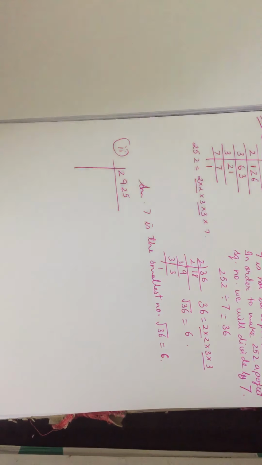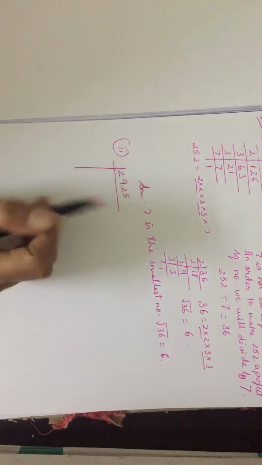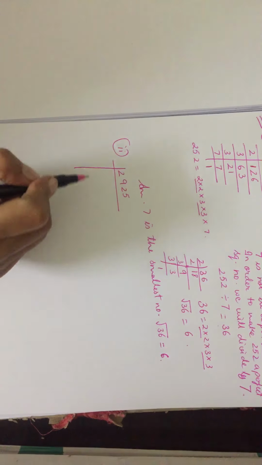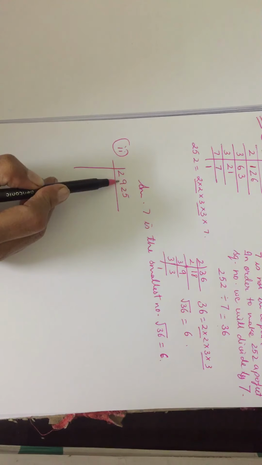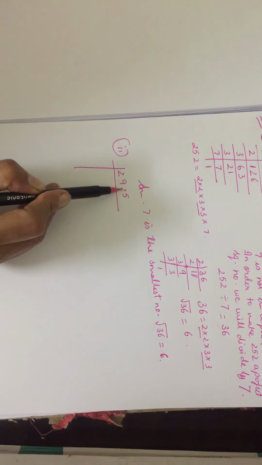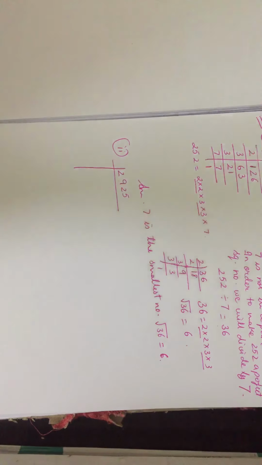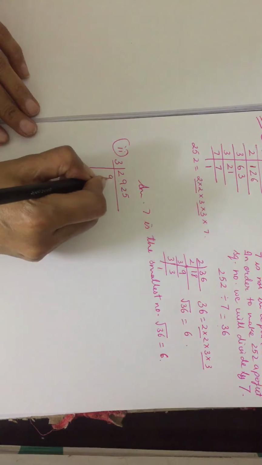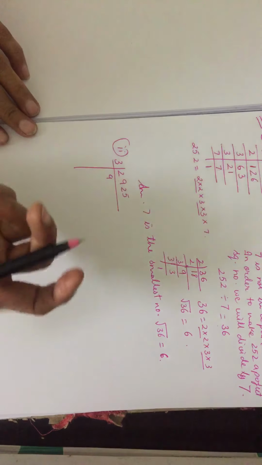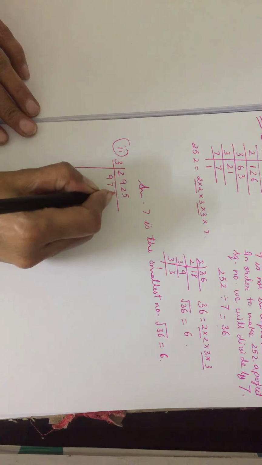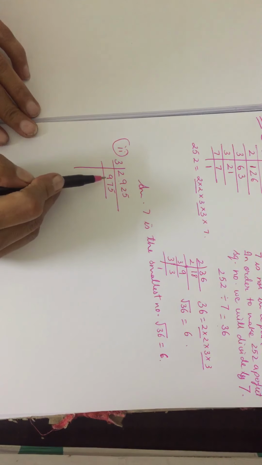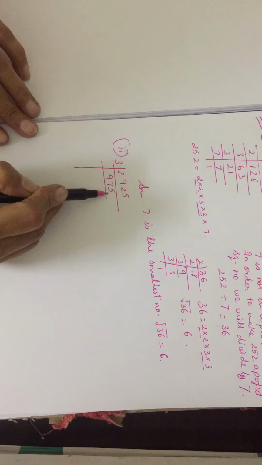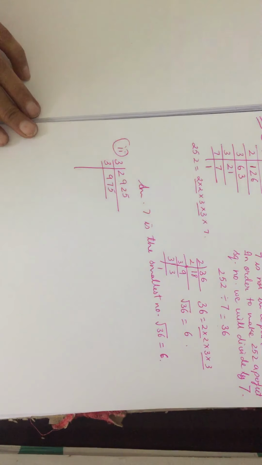So 2925. Just check whether it will be divided by 2. No. This number will be divided by 3. Just add up the digits and apply the test of divisibility. 5 plus 2, 7. 7 plus 2, 9. 9 plus 9, 18. Yes, it will be divided by 3. So 3 nines are 27, 3 sevens are 21, 3 fives are 15. Again just check. 9 plus 7, 16. 16 plus 5, 21. Again it can be divided by 3.